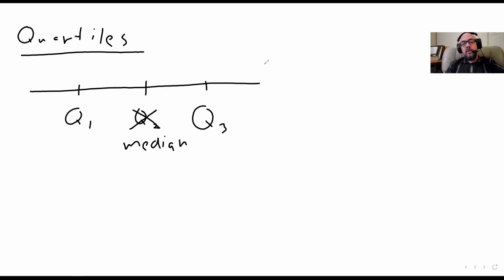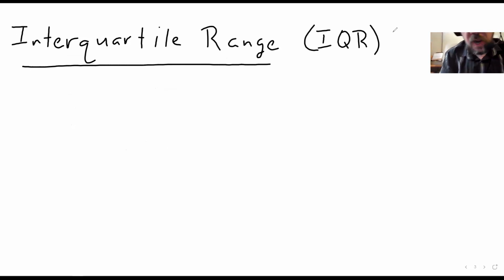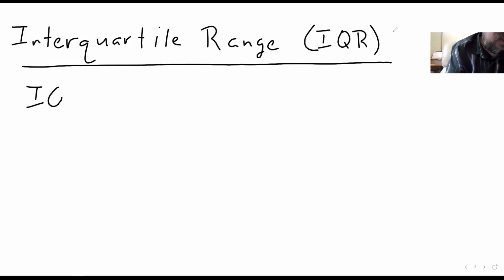But the way you really want to think about quartiles is that they're the dividing lines that divide your data into 4 equal-sized chunks. Now, the reason I bring this up is the next measure of spread that we have is the interquartile range. The interquartile range, or IQR for short, is the difference between Q3 and Q1.